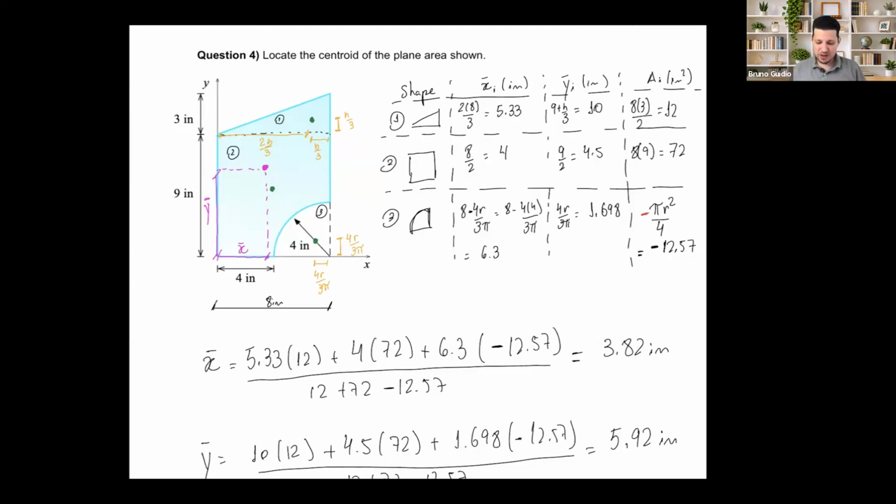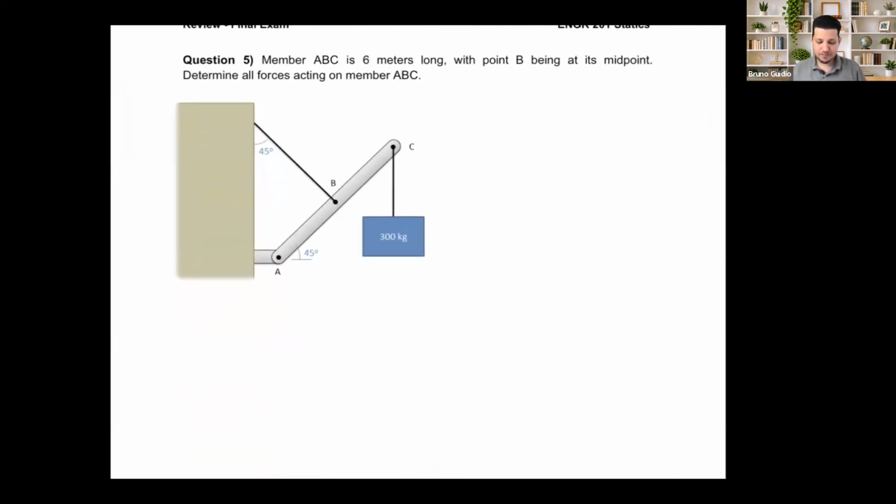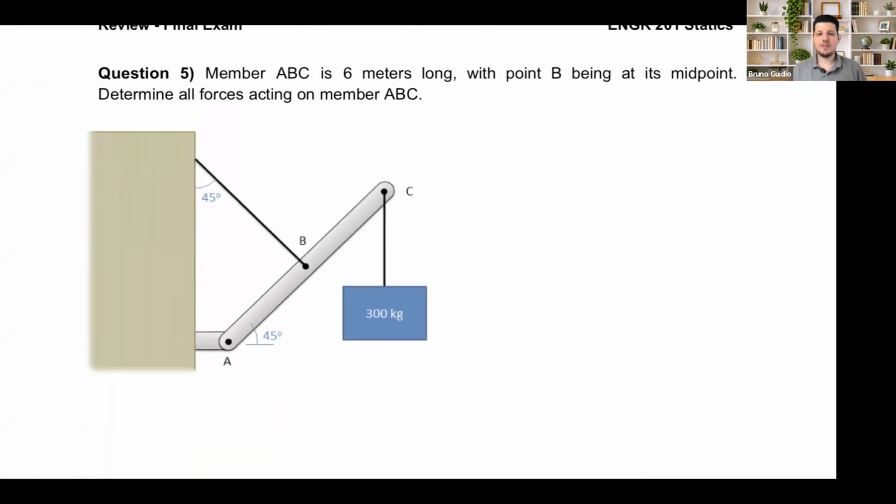Okay, so let me go to the last question that I have prepared here. Member ABC is 6 meters long, with point B being at its midpoint. Determine all forces acting on member ABC, meaning reactions. At B, we have a cable, so the tension in that cable as well. That's what we want to find.